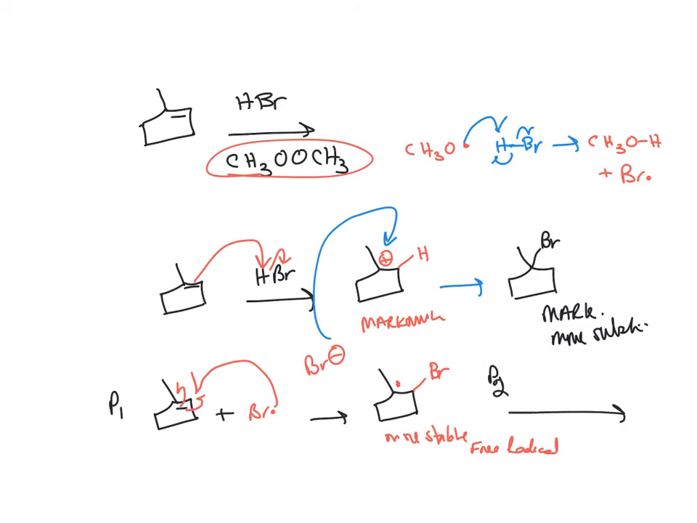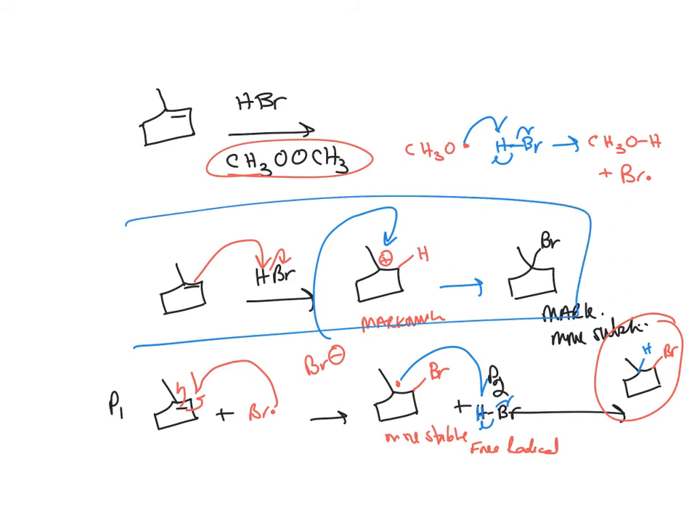And so P2, it would be this reacting with another HBr, and you get the fishhook arrows here, and now you get your product where the hydrogen has added second and the bromine added first. So you can see your product's different here than it is in this first reaction. And this would be the anti-Markovnikov product.